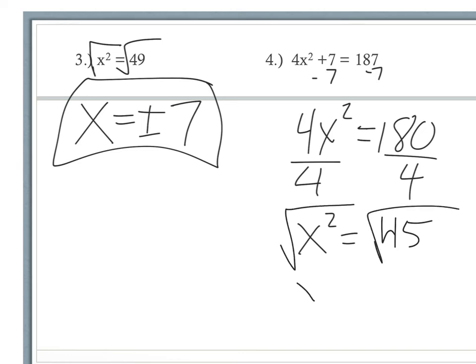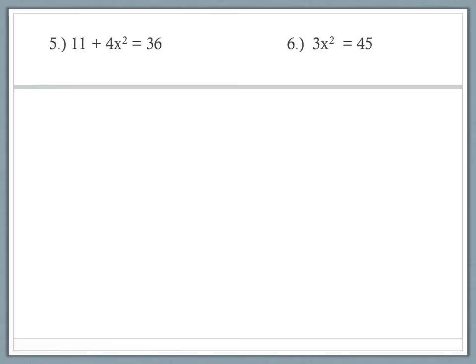So x equals, now let's go ahead and break down 45. That's just 9 and 5, and then 9 would be 3 and 3. So it's going to be plus or minus 3 square root 5. Okay, make sure you have that plus or minus sign. All right, we got 2 more left. So let's go ahead and take a look.